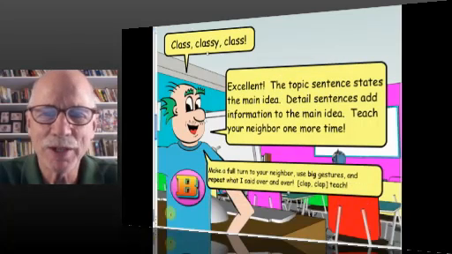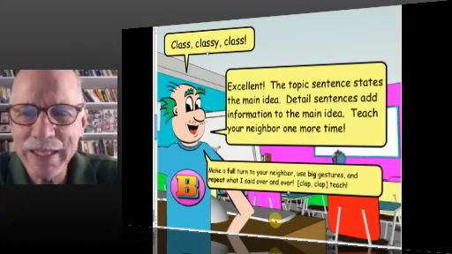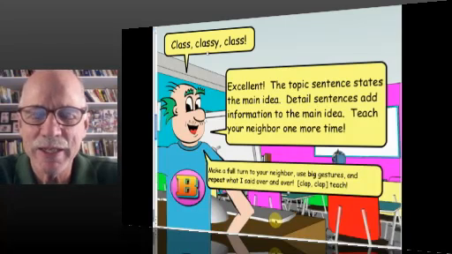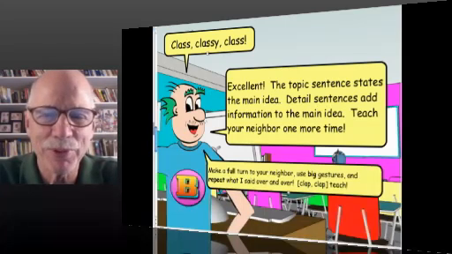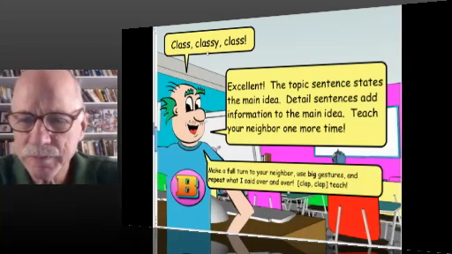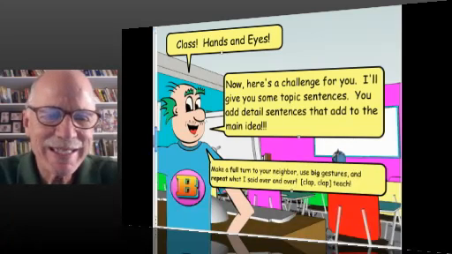Excellent job so far. And here it is again. The topic sentence states the main idea. Detailed sentences add information to the main idea. They should be able to say it automatically now and also to be able to identify examples. Now, we're still in step 3.